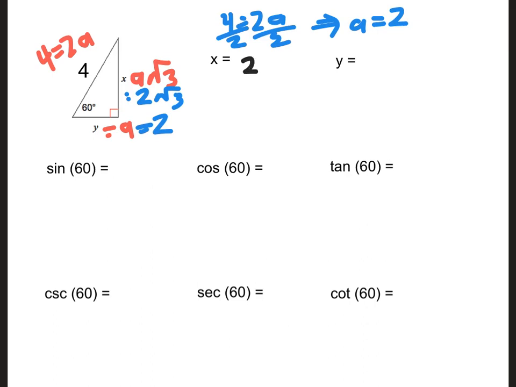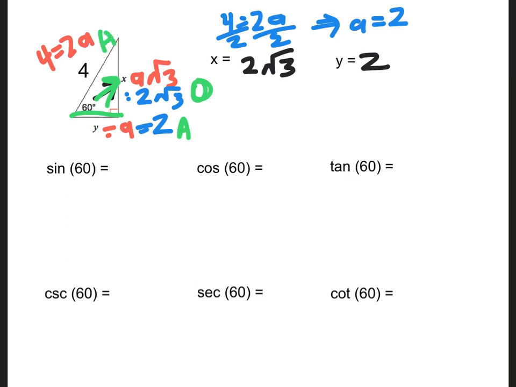So for here we have 2 root 3. For y we have 2. Again, we're going to figure out our opposite, our adjacent, and our hypotenuse. So across from 60, you have our opposite. So our opposite is going to be 2 root 3. Our adjacent is going to be 2. And then our hypotenuse is going to be 4.